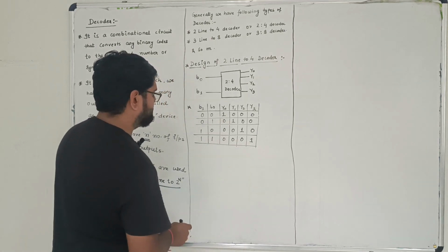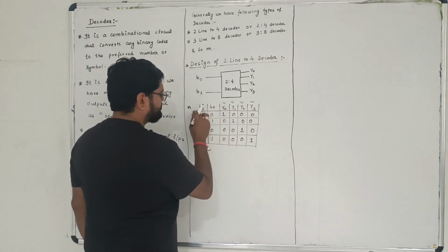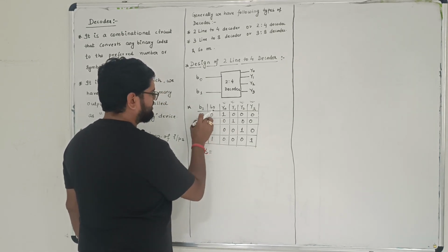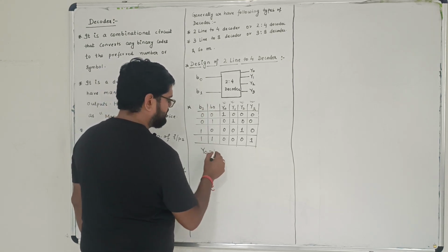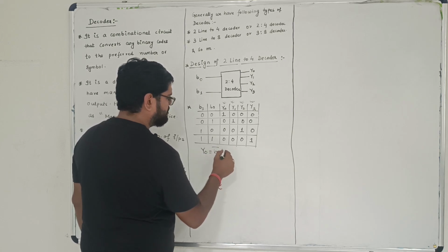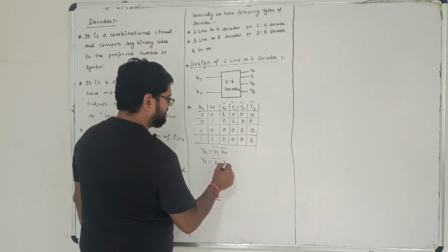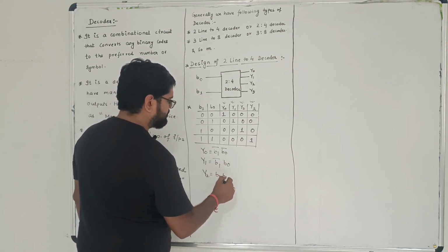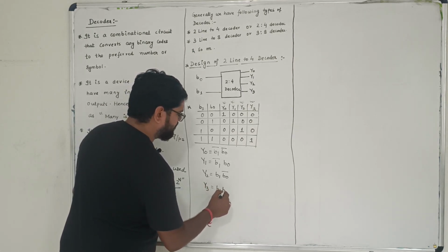Now once you have got this, you need to write the expression for each one of the outputs in terms of the inputs. So Y0 will be written as B1 bar, B0 bar, because the value of B1 is 0 and B0 is 0. Similarly, Y1 is B1 bar, B0. For Y2, it will be equal to B1, B0 bar. And for Y3, it will be B1, B0.